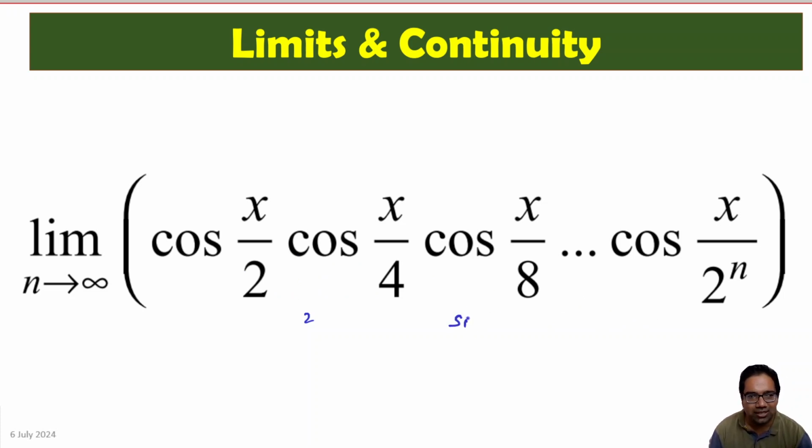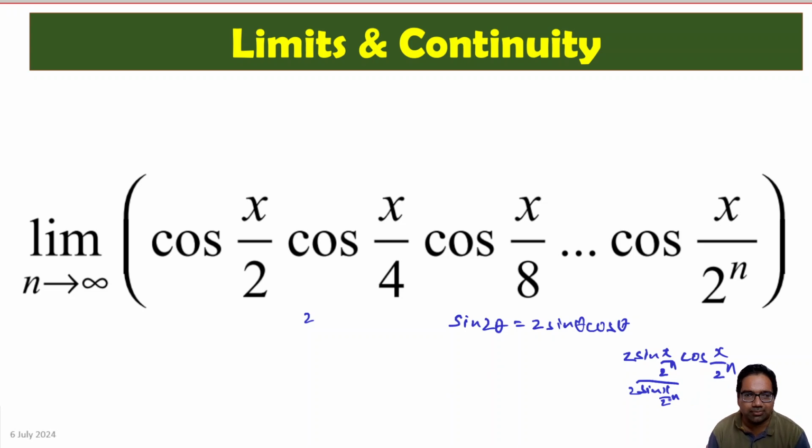Okay, we know sin 2θ is equal to 2 sin θ cos θ, right? Now we have a cos(x/2^n) here. What if we multiply and divide this with 2 sin(x/2^n)? Basically, this will make the numerator sin 2θ, and this is 2 sin θ cos θ.